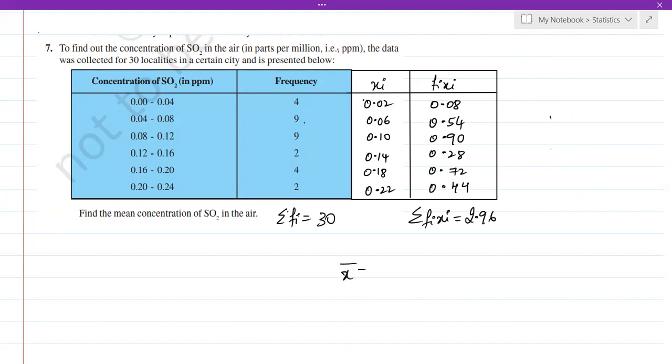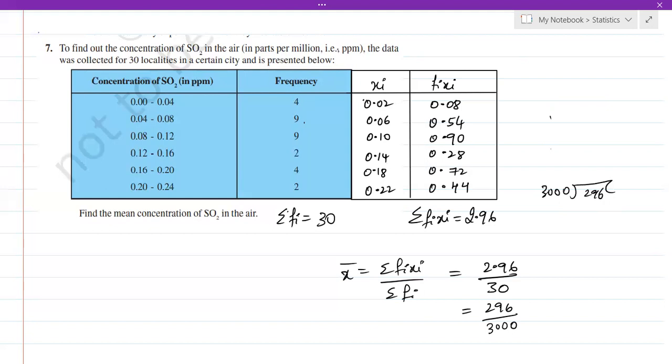So let's find x bar, which is summation fi xi divided by summation fi. So summation fi xi is 2.96 divided by 30. Now, you can keep it as it is or you can reduce it. Okay. So if I take decimals to the other side, if I remove the decimals, it becomes 296. Since after decimal you got 2 digits, you have to put 2 zeros in the denominator. So it actually becomes 296 by 3000. So you can divide 3000 and 296. Obviously it is not divisible.